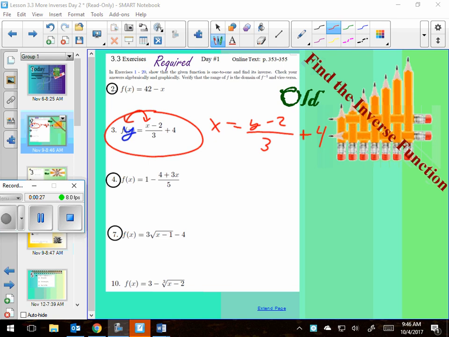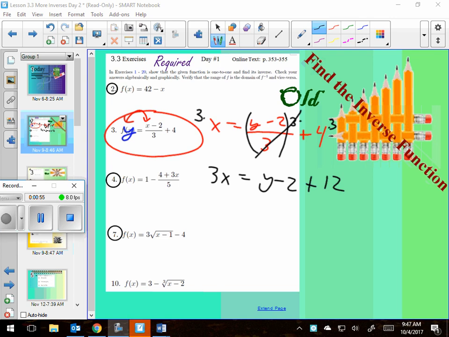Remember me saying that the first thing you should do is fix fractions? Clear the fractions. If you haven't caught on to that, that's a big deal. It's going to happen a lot. I'm going to times everything by 3. This part gets times by 3, and this part gets times by 3. And this becomes 3x equals, that 3 cancels that 3, y minus 2 plus, and 3 times 4 is 12. You got to do that right. Got to learn how to clear fractions.